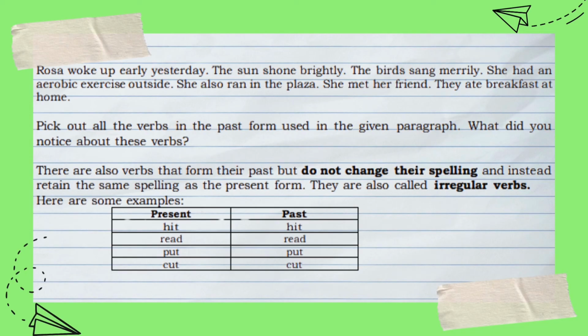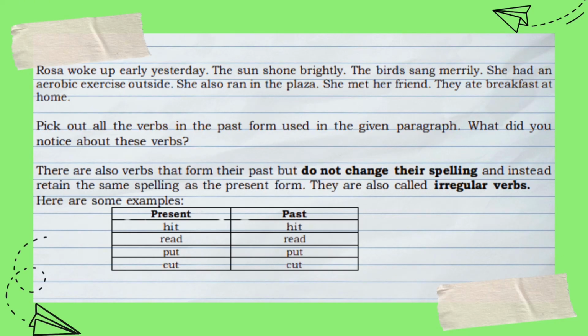Okay, so another one. Rosa woke up early yesterday. The sun shone brightly. The birds sang merrily. She had an aerobic exercise outside. She also ran in the plaza. She met her friend. They ate breakfast at home. Now, pick out all the verbs in the past form used in the given paragraph.